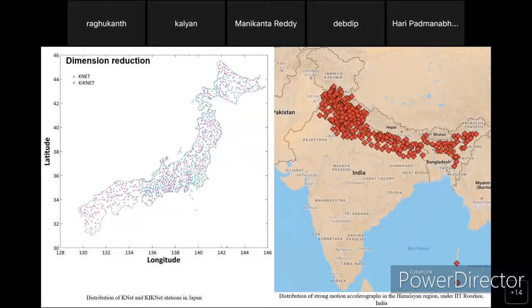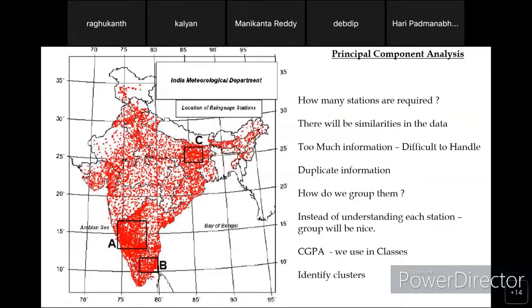Now the thing is very simple. This is a Japan database. As I already told you in the morning, in Japan every few meters there are instruments. You can see all of Japan is instrumented. Even in India, in the IGP region, the networks are huge. So many instruments are operating at the same places, so a huge data set is available. This is just an example I'm showing you. One more thing is related to principal component analysis. If you have rain gauge stations which record rainfall, in India also so many stations have been put up to record the rainfall. Now this problem is the same as this one also.